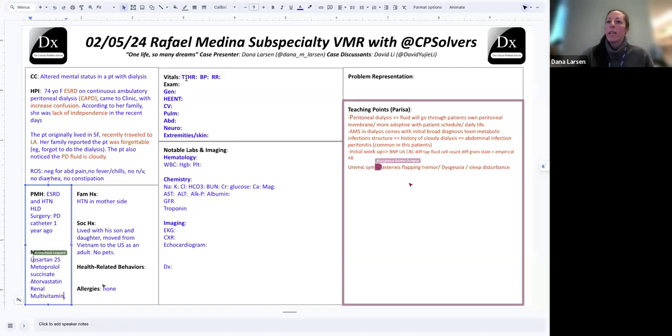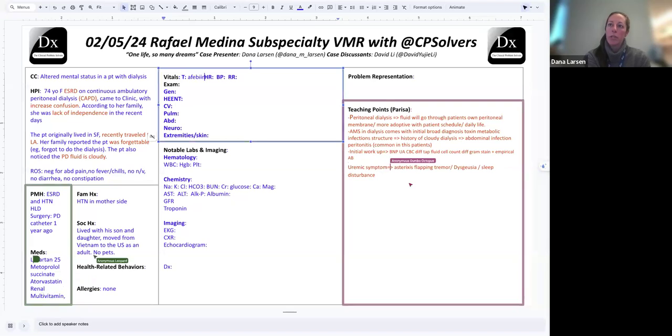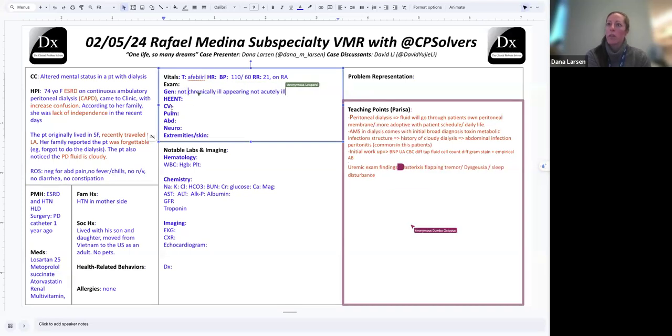For her vitals, she was afebrile, heart rate was 87, respiratory rate was 21, blood pressure was 110/60, and she was on room air. For exam, she, as many of our dialysis patients, was chronically ill appearing, but not acutely ill. Her HEENT was largely unremarkable.